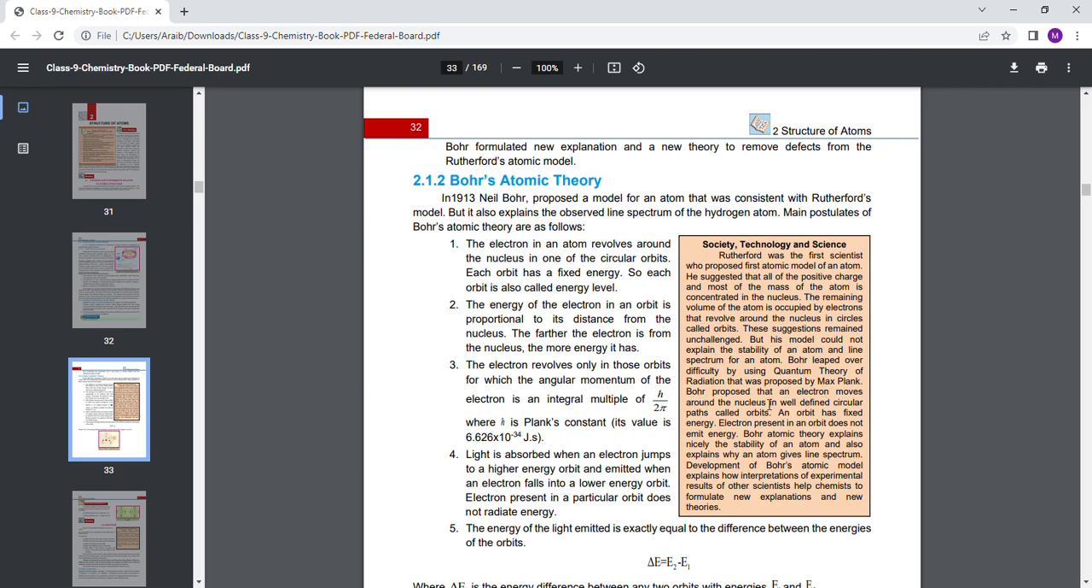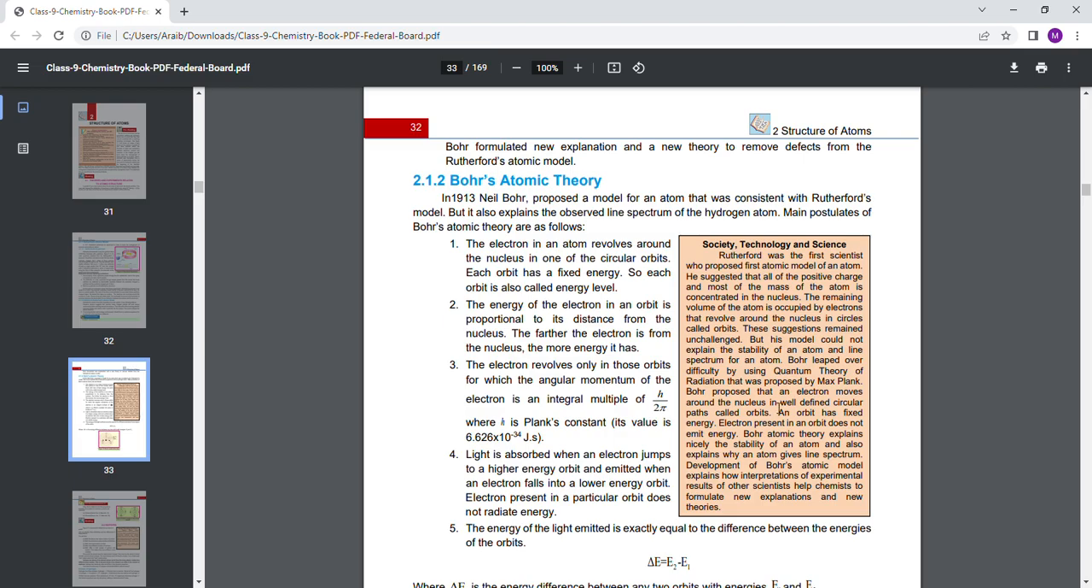Bohr proposed that an electron moves around the nucleus in well-defined circular paths called orbits. An orbit has fixed energy. An electron present in an orbit does not emit energy. Bohr's atomic theory explains nicely the stability of an atom and also explains why an atom gives the line spectrum. The development of Bohr's atomic model explains how interpretations of experimental results of other scientists help chemists to formulate new explanations and new theories.